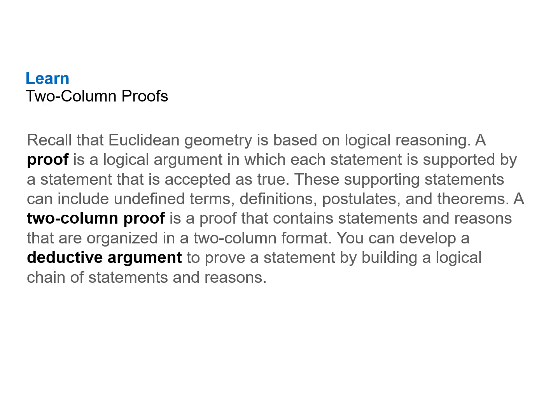Now recall that Euclidean geometry is based on logical reasoning. A proof is a logical argument in which each statement is supported by a statement that is accepted as true. These supporting statements can include undefined terms, definitions, postulates, and theorems. A two-column proof is a proof that contains statements and reasons that are organized in a two-column format. You can develop a deductive argument to prove a statement by building a logical chain of statements and reasons.